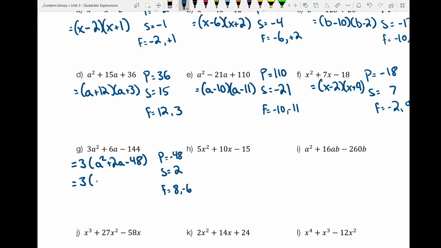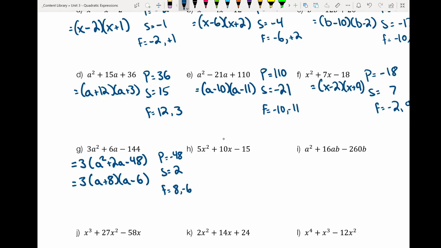So 3, and then my trinomial is now broken up into two brackets. a is the first one, so a plus 8, then a minus 6. And so that's my factored form. I had to common factor and then factor a simple trinomial.